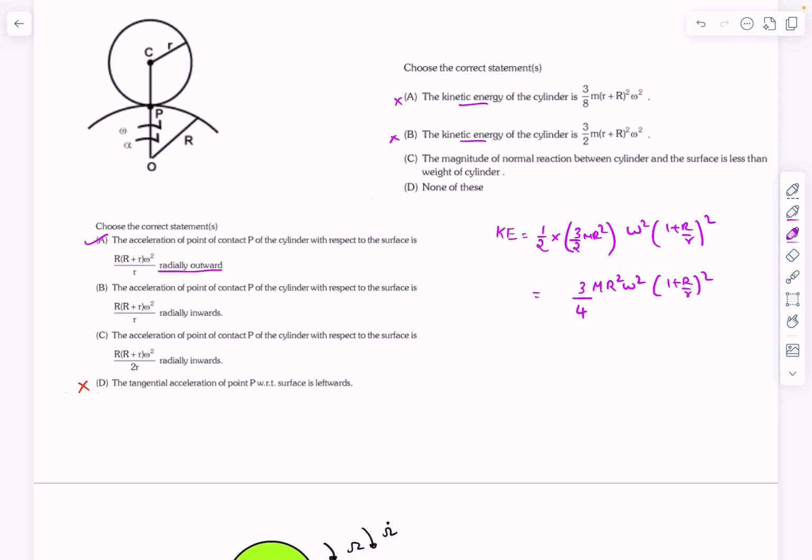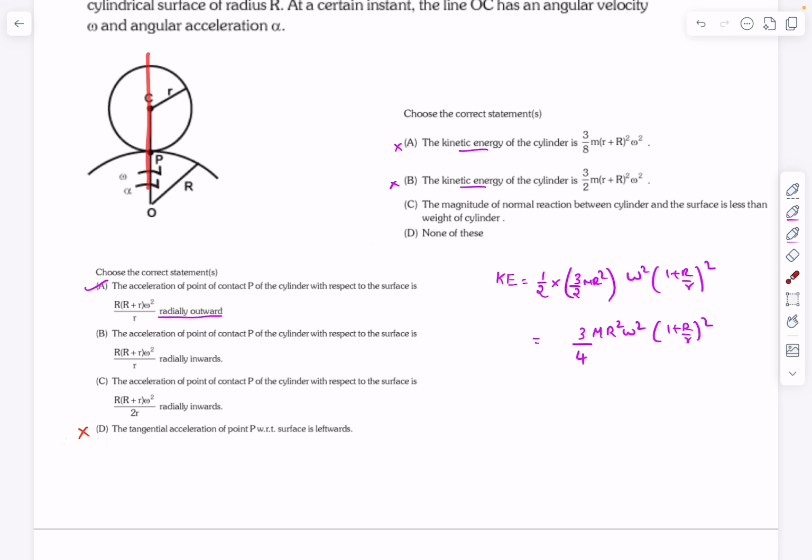So let's read option C. So in option C, they're saying the magnitude of normal reaction between the cylinder and the surface is less than the weight of the cylinder. Okay, so we have to talk about F equal to ma in the normal direction, right? So now once again, guys, the acceleration of the center was in the downward direction, right? The center of mass, which means mg is clearly greater than normal, right? Only then there will be an acceleration in the downward direction. Yeah, mg is clearly greater than normal, or in other words, normal is less than the weight. So option C is actually correct. So answer to this part will be option C.